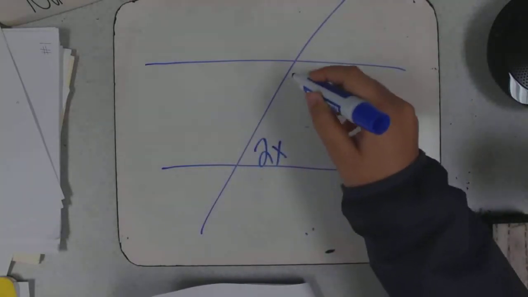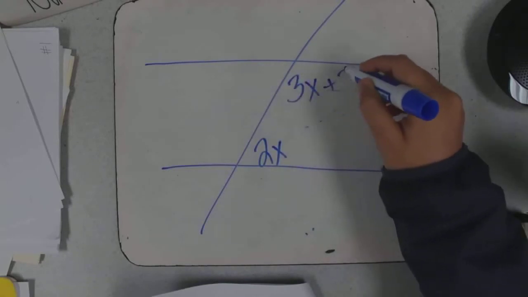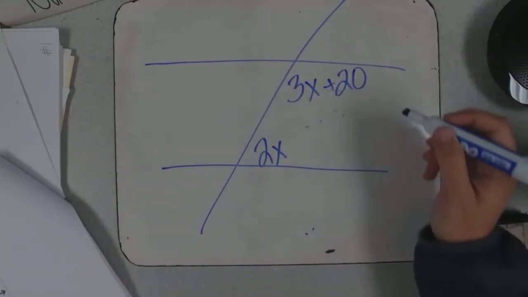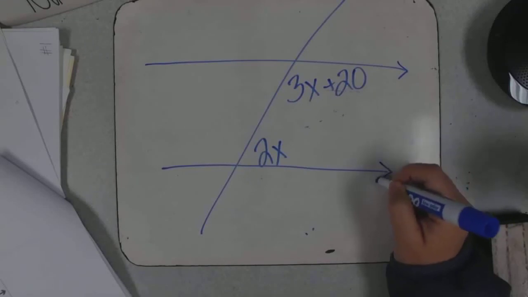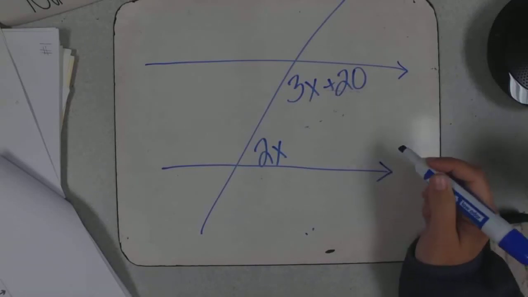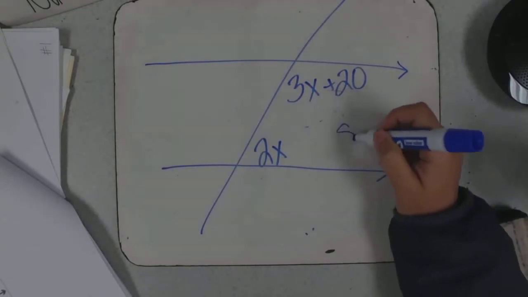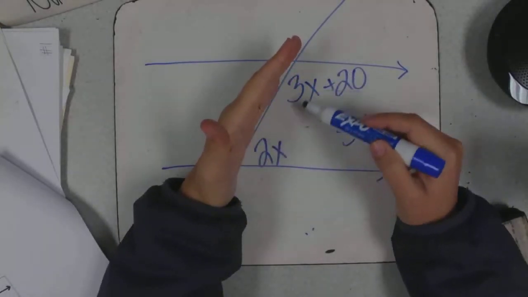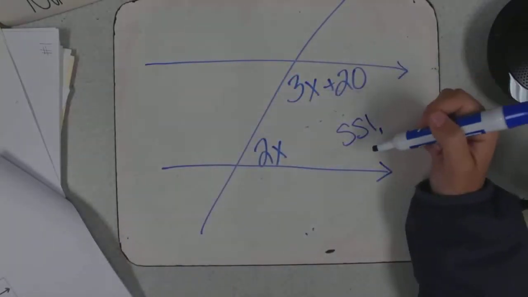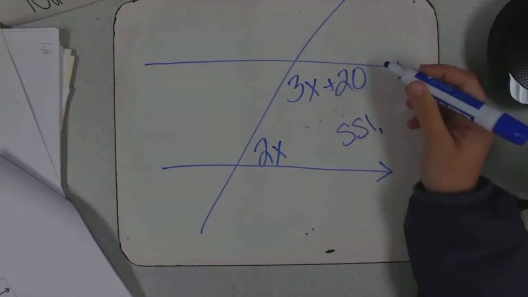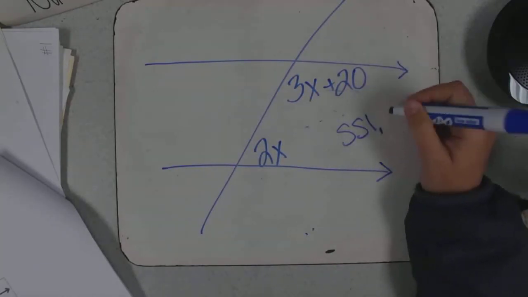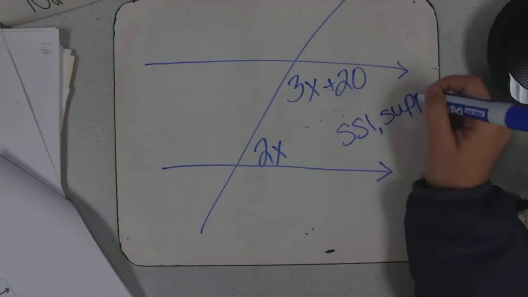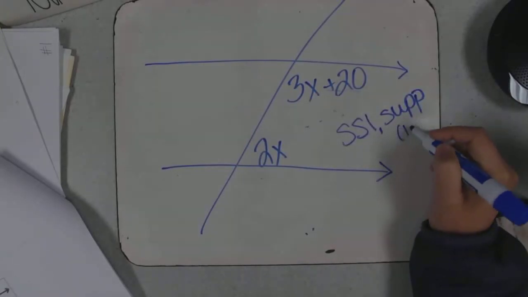So these are the angles we're given. Again, these lines are parallel. I'm telling you that they're parallel. So the first thing we have to do is identify the angles. Now these angles are going to be your same side interior because they're on the same side of this line and they're both between the parallel lines. When the lines are parallel, same side interior angles are supplementary. That means they add up to 180.